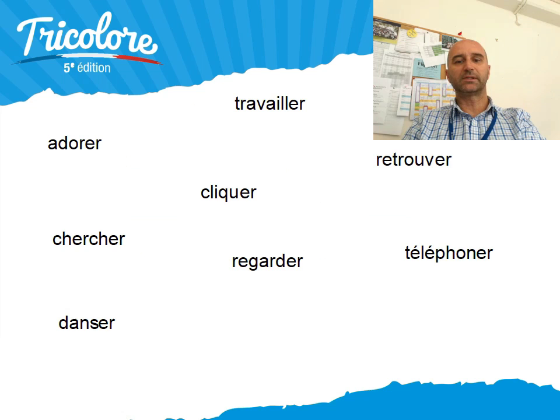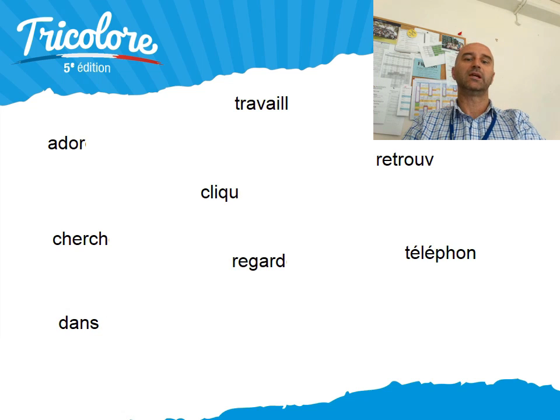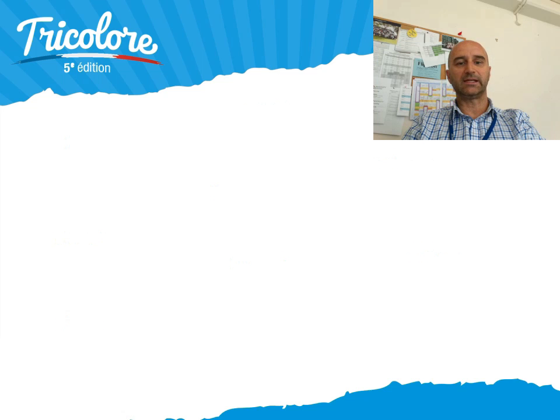Here are a few verbs, all ER ending verbs. Travailler, to work, adorer, to adore, chercher, to look for, danser, to dance, cliquer, to click, regarder, to look at, retrouver, to find again, and téléphoner, to phone. The way we go about them, we take off the ER from the dictionary form, and then we have what we call our stem. Okay, so this is the stem for all these verbs. And then we can add on the present ending to them.